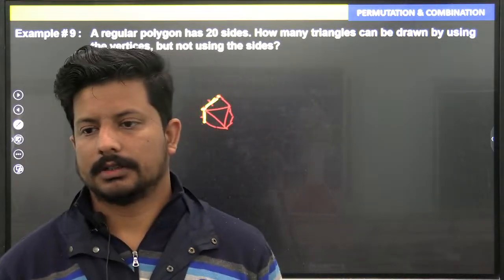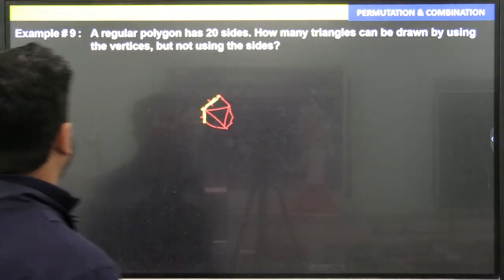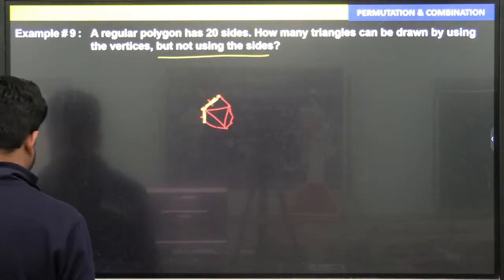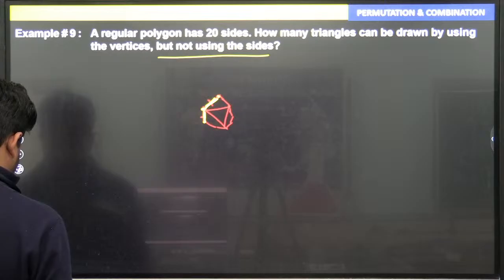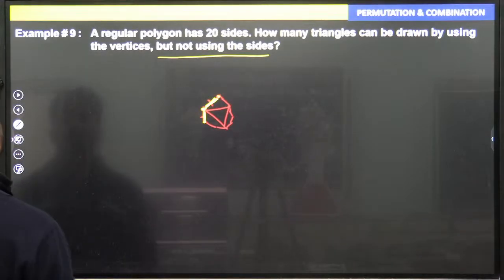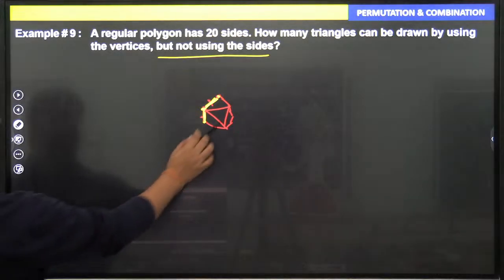Your normal, means what they are asking, vertices, but not using the side. Hope you are getting my points. So now see the problem, how to solve this thing.